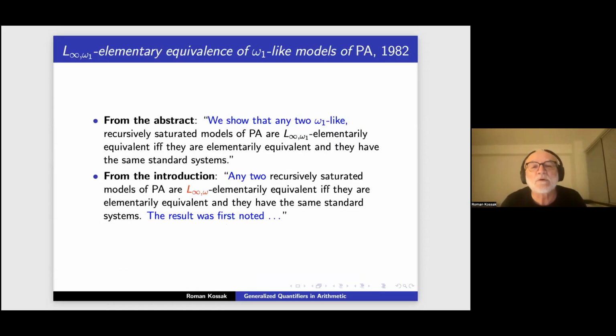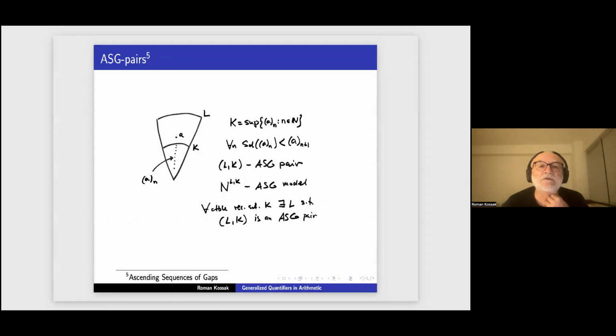But now, what's in this paper? What about this L infinity omega-1? There are no generalized quantifiers here yet, but we will get to them. We'll get into some infinitary logic. So to prove the result, I use something that I will now call ASG pairs. These are structures of the form LK, where K and L are countable recursively saturated, and K is an elementary initial segment. ASG stands for ascending sequences of gaps.